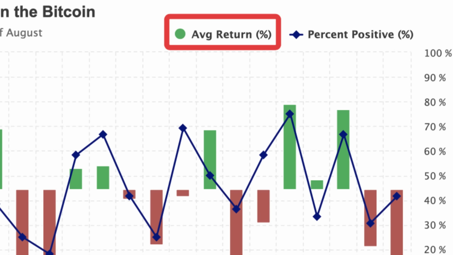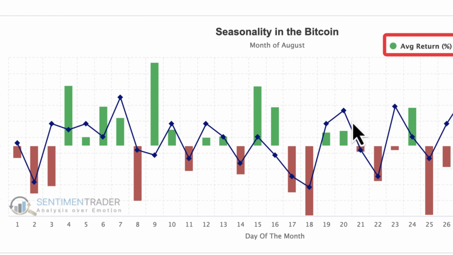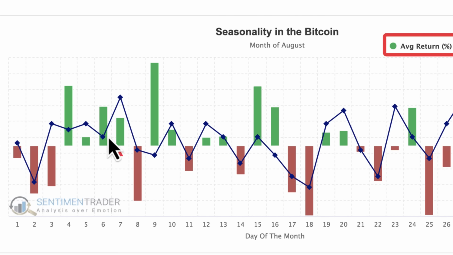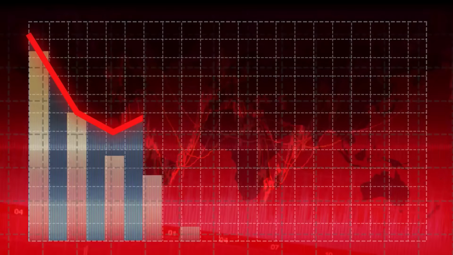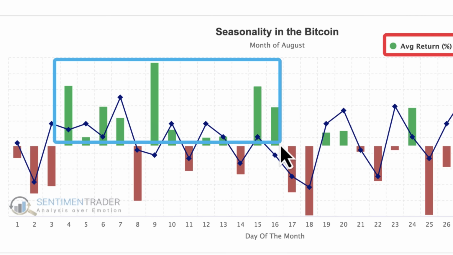So essentially, whenever you see these green bars on this chart, it shows when Bitcoin has been positive, when it's been rallying on specific days of the week in August. And of course, reds show declines, negative returns. For example, you can see that typically, in the first half of August, there seems to be a bit more greens than reds, a bit more positive returns than negative returns.